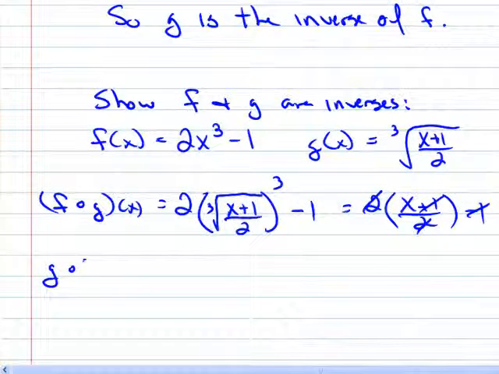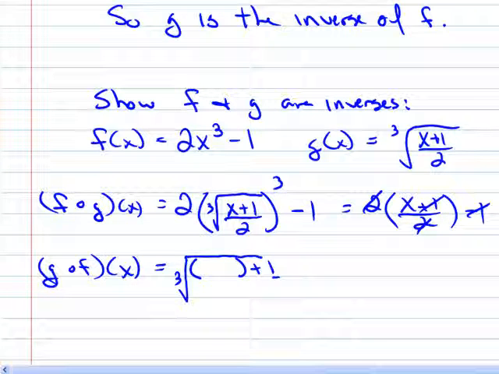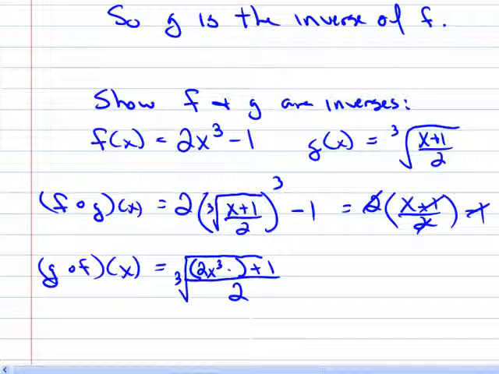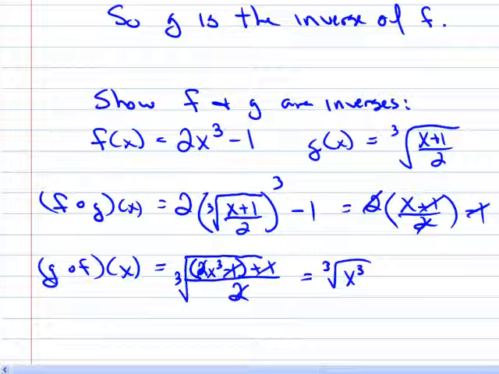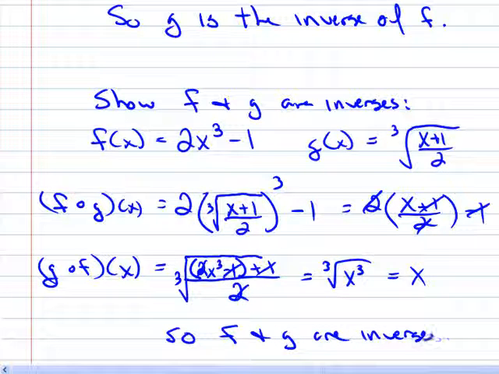And if I do it the opposite way and take g composed with f, g is this thing that does this to an input. And in this case, our input is f of x, and that's going to be 2x cubed minus 1. And then you do your best to simplify. Well, we have minus 1 plus 1, which is just 0. And we have 2 divided by 2, which leaves me with the cube root of x cubed, which is just x. So f and g are inverses.